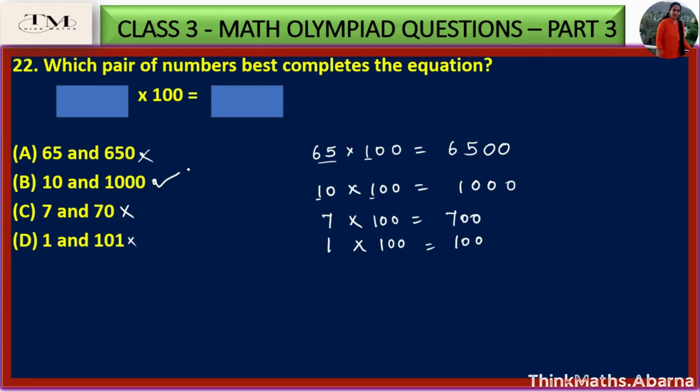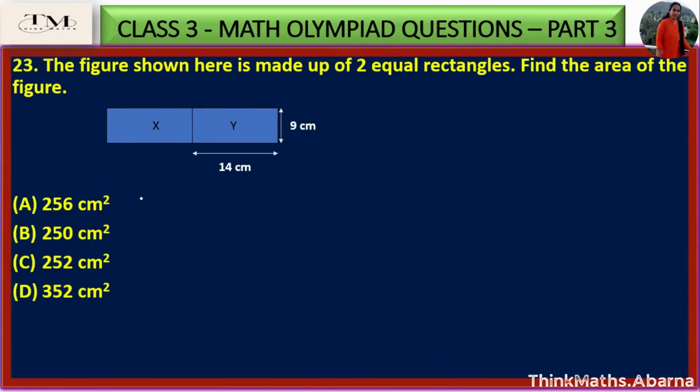So the option 10 and 1000 is the right option, because 10 into 100 makes 1000. This is the only right option. So option B is right. Okay. Moving on to the 23rd question.